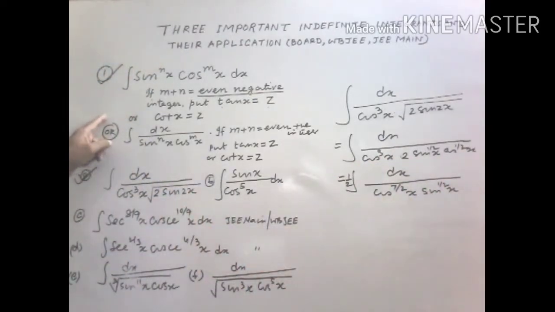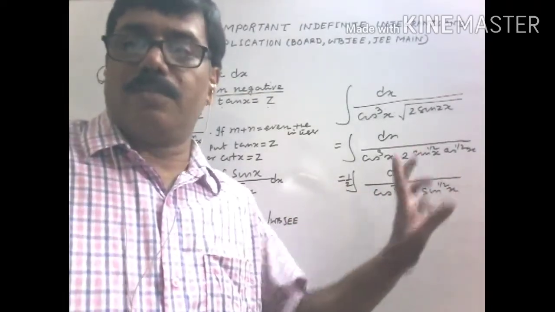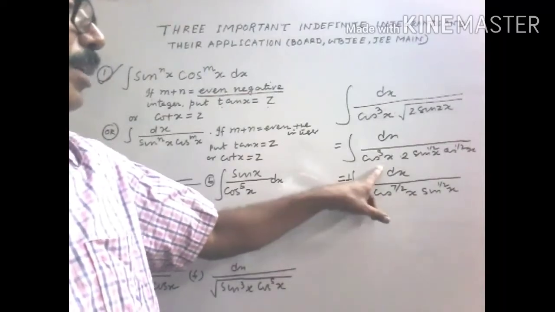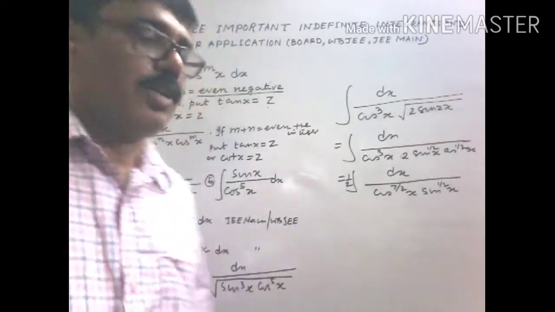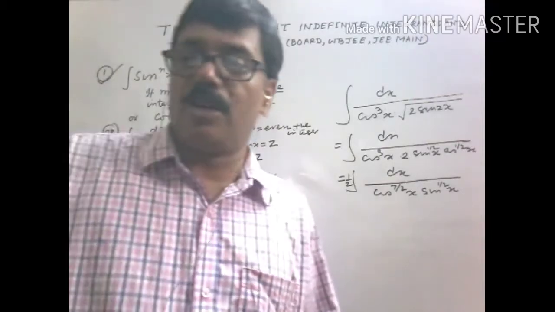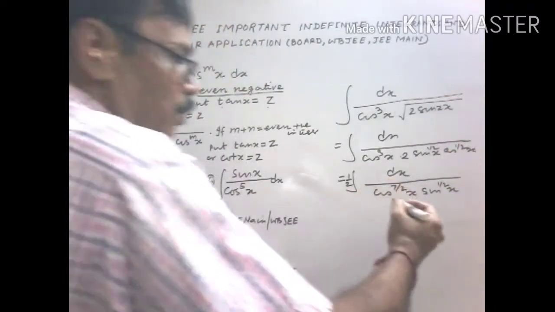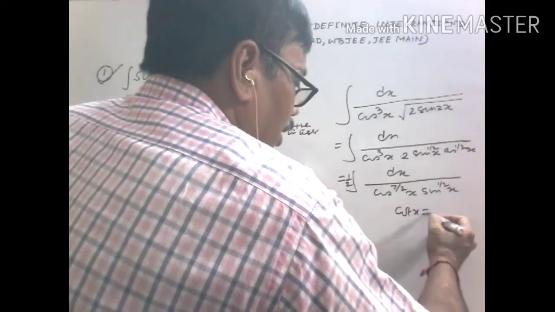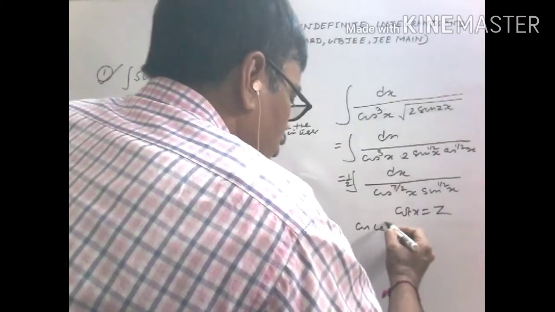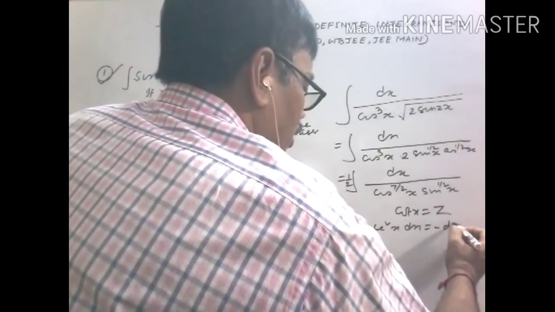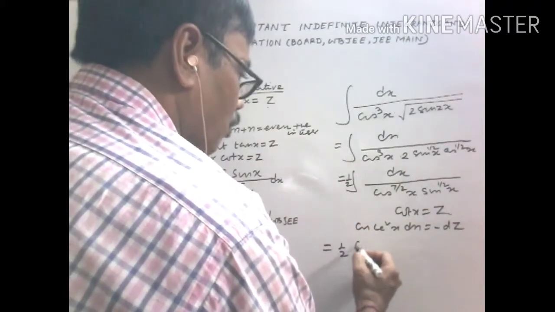Now look, cos to the power 3 plus half is 7 by 2. If we consider the alternative, m plus n equals 4, an even positive integer. And if we take it at the numerator, minus 7 by 2 minus half is minus 4, an even negative integer. So the rule is tan x equals z or cot x equals z. If the power of cos is greater than sin, then putting cot x equals z will be simple. So the derivative: cosec square x dx equals minus dz. Now our main aim will be to express it in terms of cot.